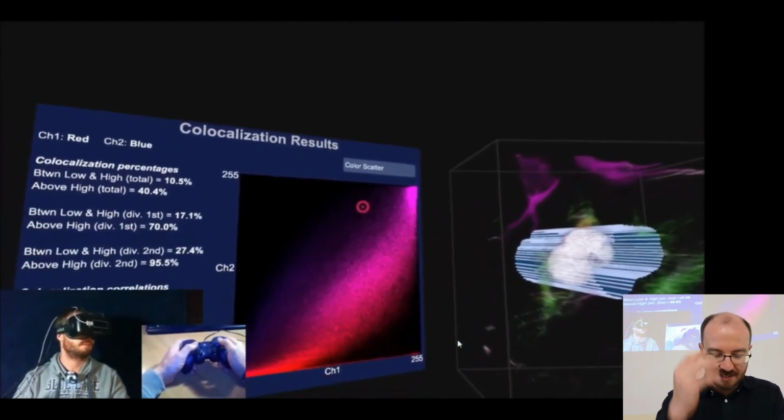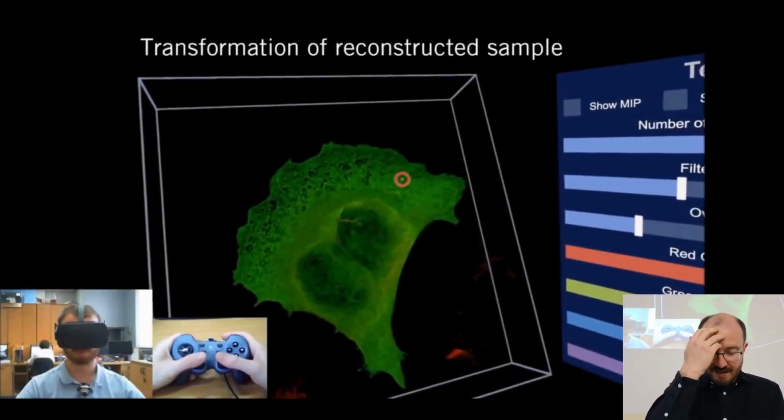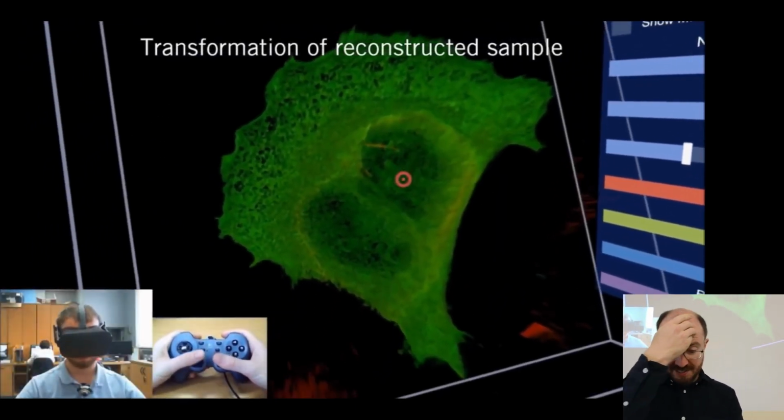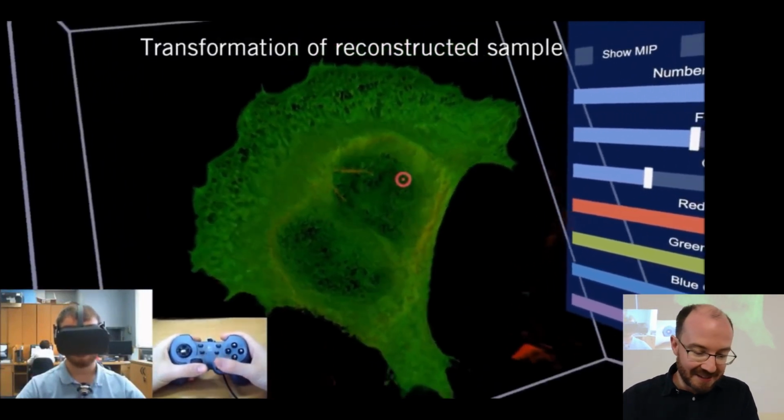Okay, so yeah, you can now just see the scatter plots and the metrics that were calculated. So yeah, this is the second version of the system. I still had some hair back then.